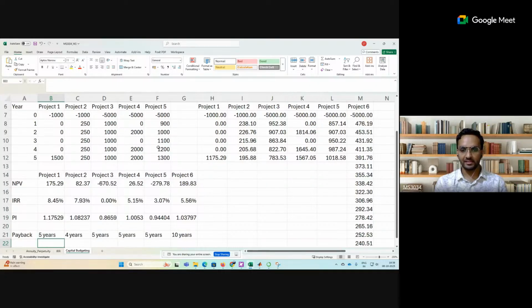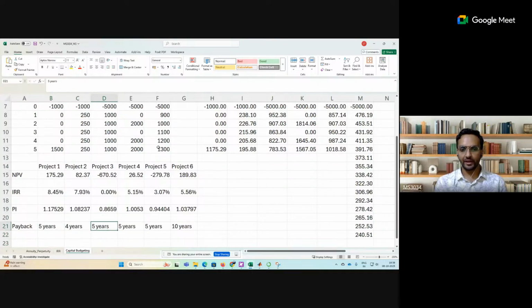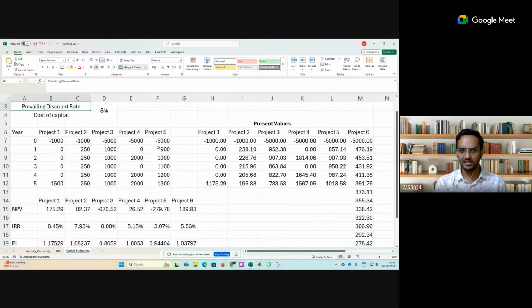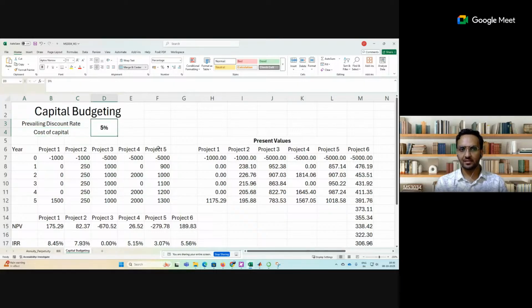So I highly encourage you to take a look at all these calculations, and I encourage you to modify the values which I have used. Choose your own values and do these calculations. Change the cost of capital or the discount rate, and see how the valuation changes, how your results change.